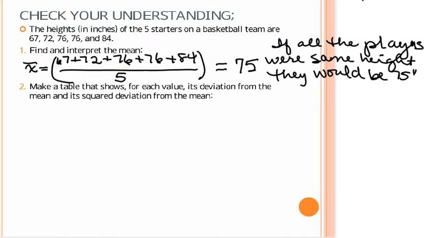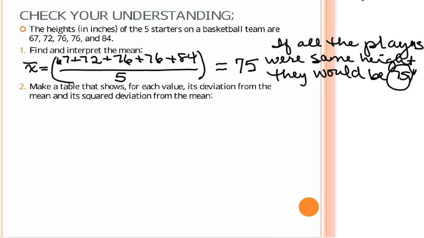All right, so that's what I mean by interpreting the mean. What does it say? It says everybody's equal, they're all 75. Now we're going to make a table that shows for each value its deviation from the mean and then the squared deviation. Deviation just means how much is it not on the mean. If you're going to deviate from a path, that means you're going to turn off the path. So if you're going to deviate from the mean, or the height, which we would consider everything to be equal, how much are you deviating from it?